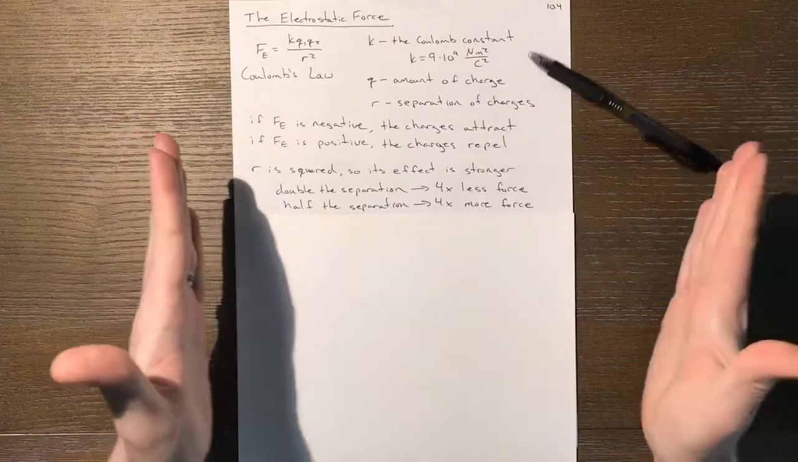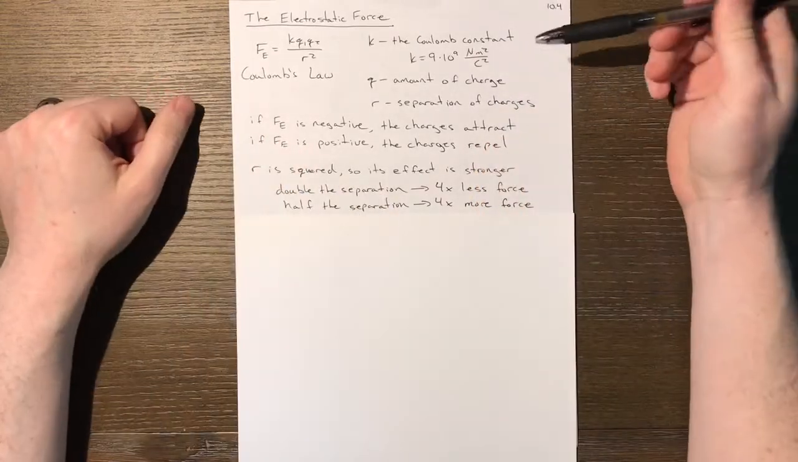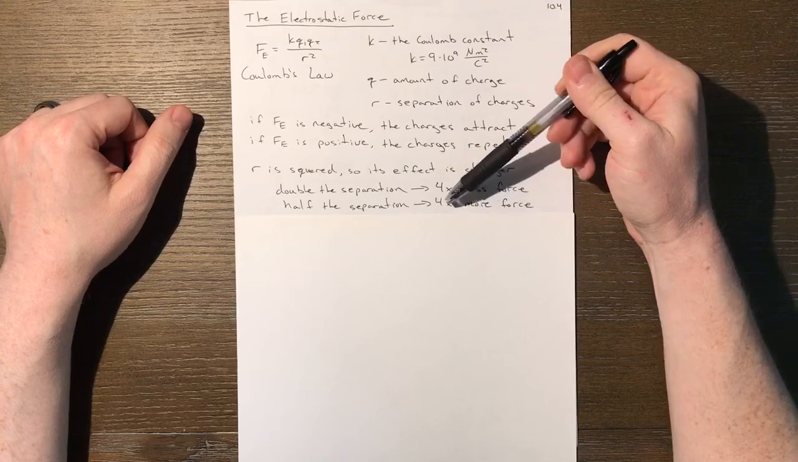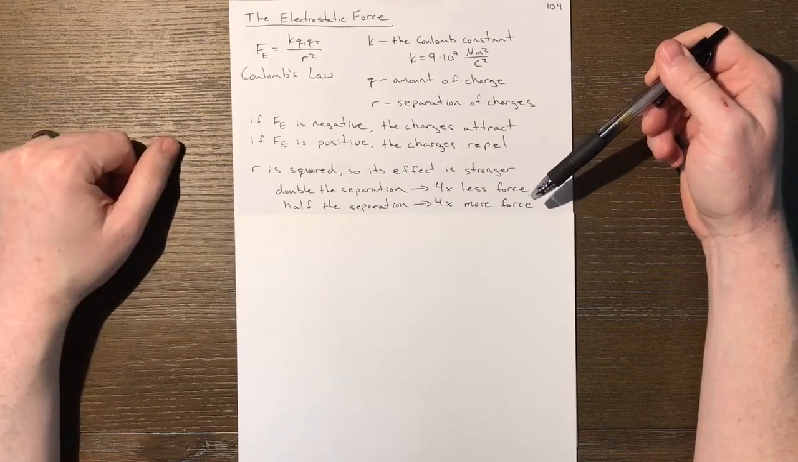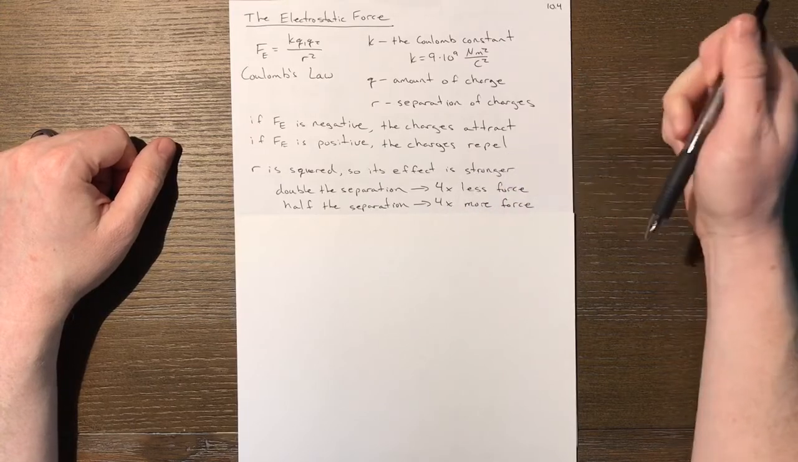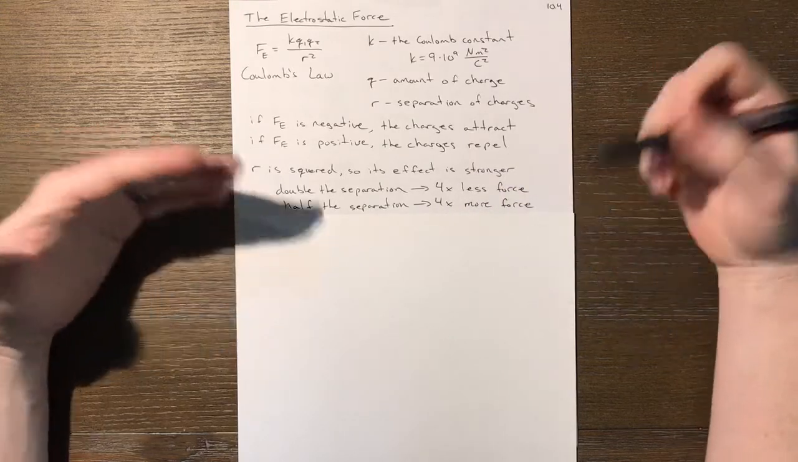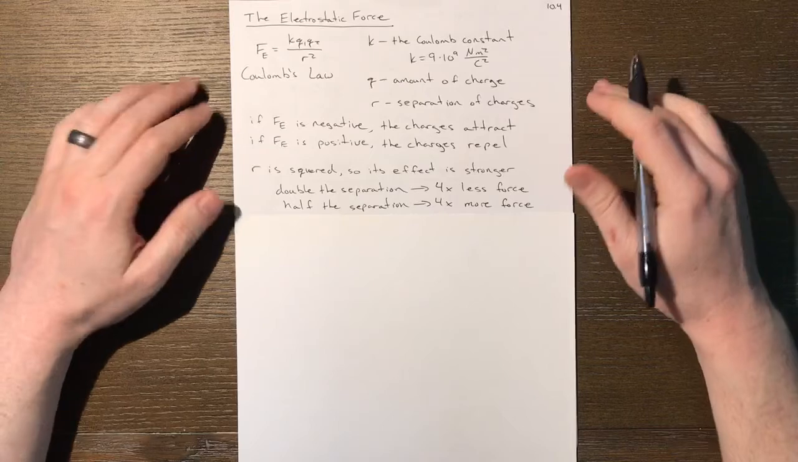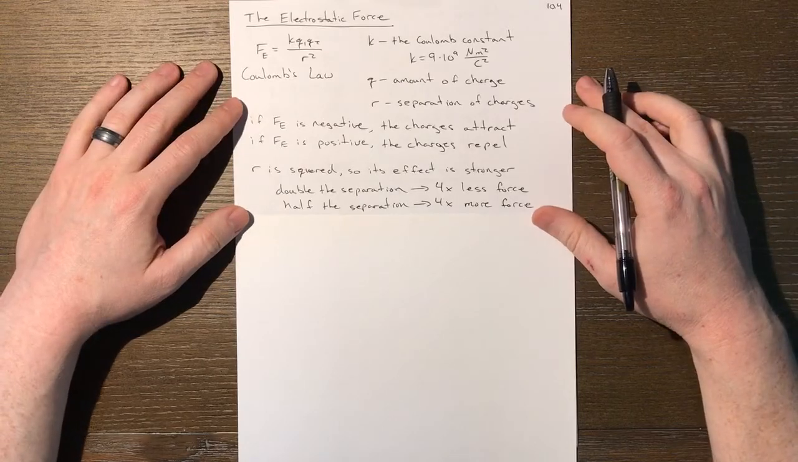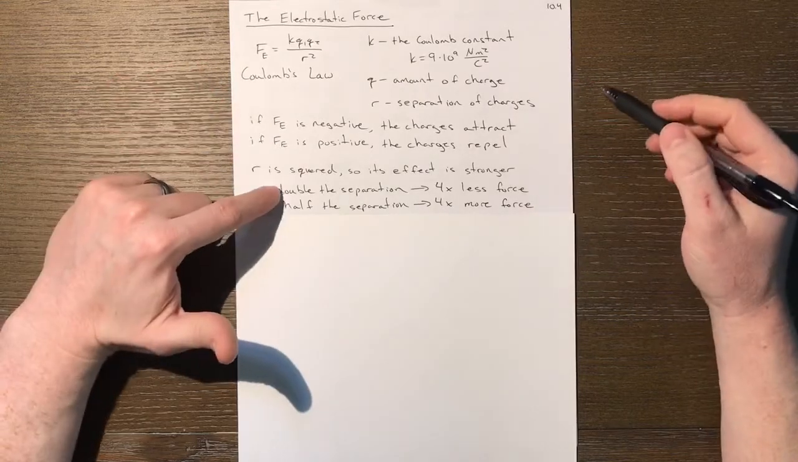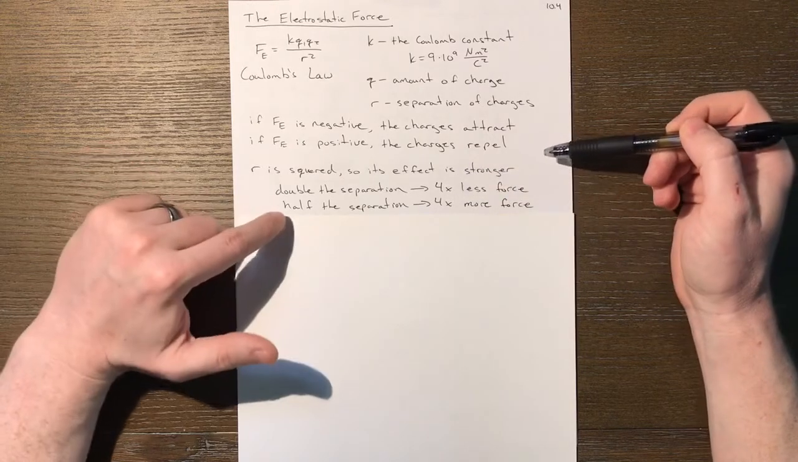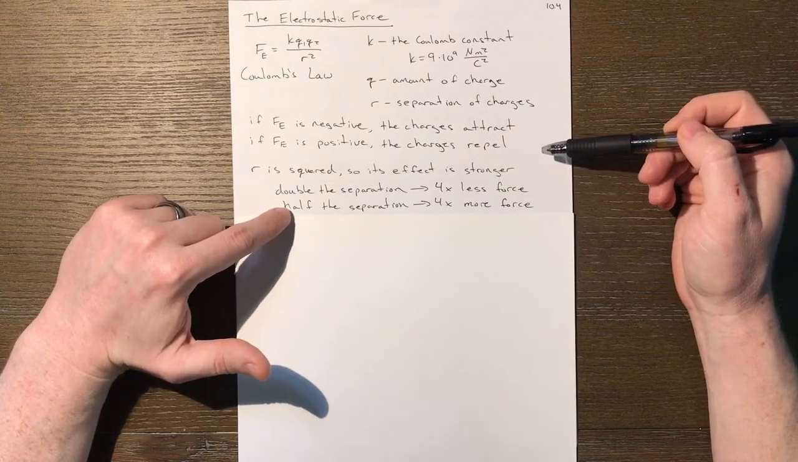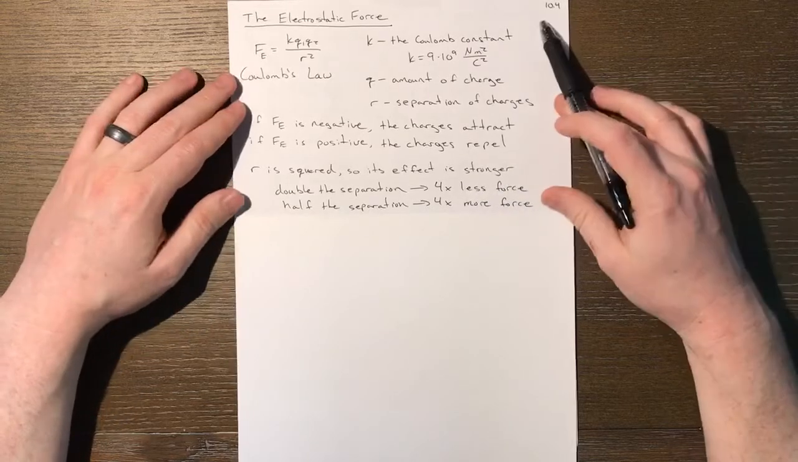Similarly, if you were to bring them closer together, you get more force, and 4 times more force. You divide the separation by 2, and then you square that 2 to get the effect of 4 times as much. And the same thing would go for, say, we were to triple the separation, we would get 9 times less force. If we were to divide the separation by 3, we would get 9 times more force.